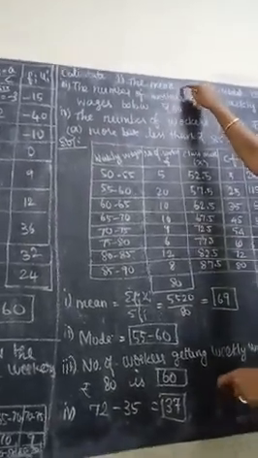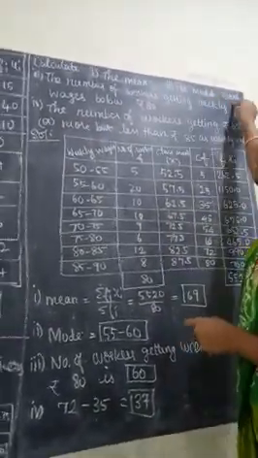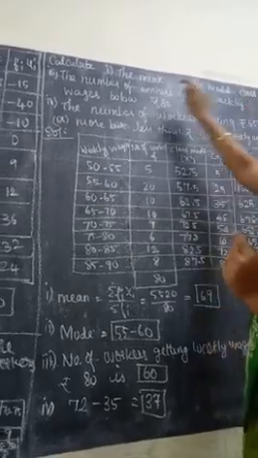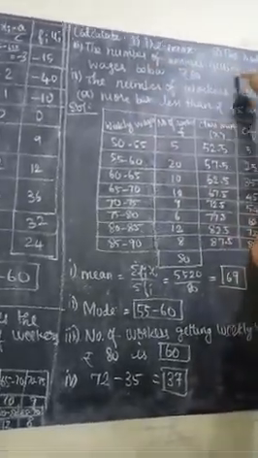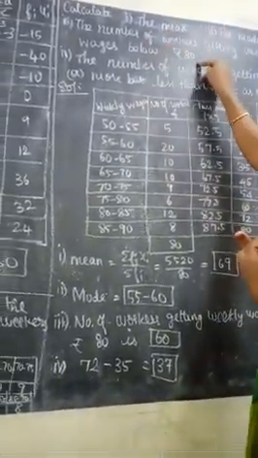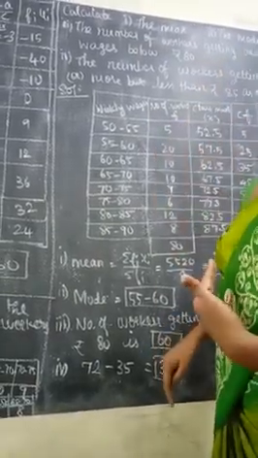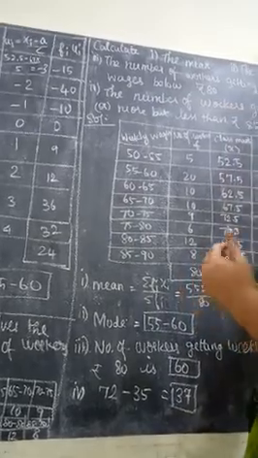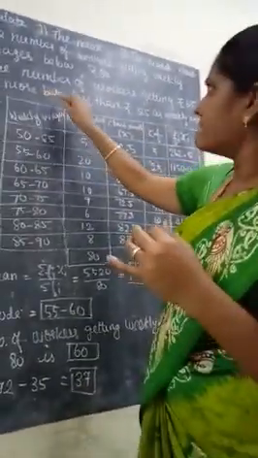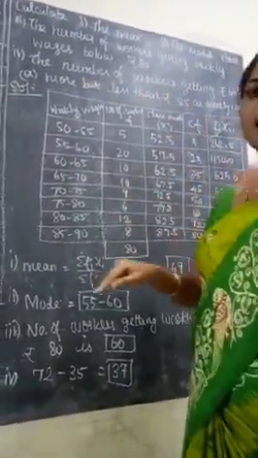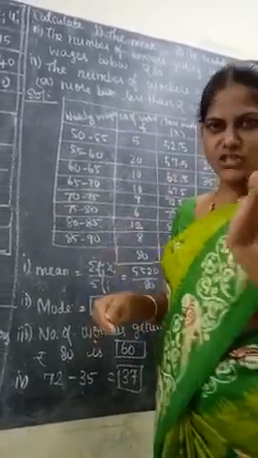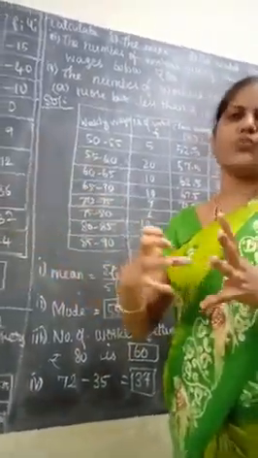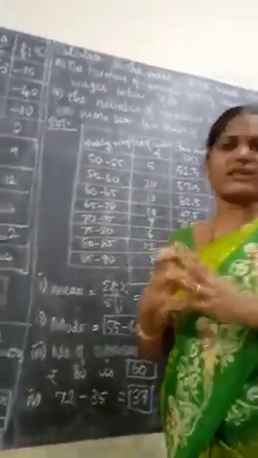We need to find mean. Second question, we need to find modal class. Next, the number of workers getting weekly wages below 80. That means the weekly wages value of those who get less than 80. The number of workers getting rupees 65 or more but less than 85. That means 65 to 85. We need to find out how many people get from 65 to 85.